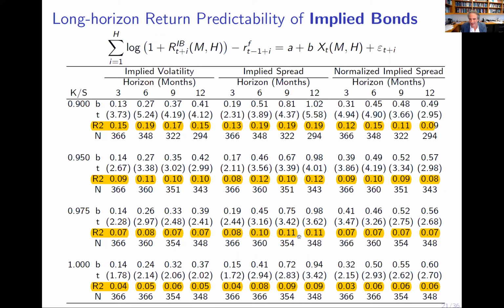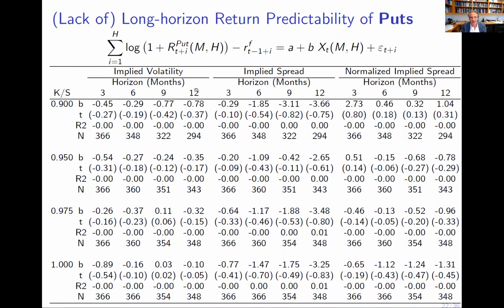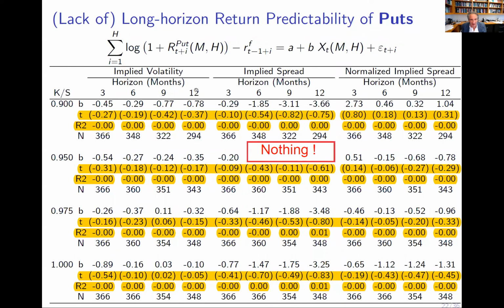Wherever you see, it's the same. What is stunning? Then you can do the same for put options themselves. Okay, let's do it. And there is nothing, literally nothing. It's the same regression.